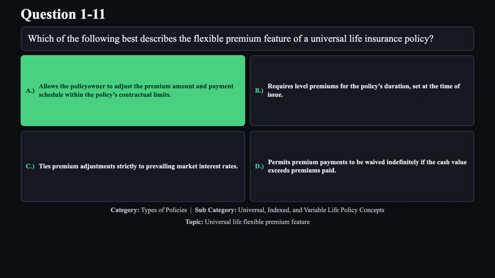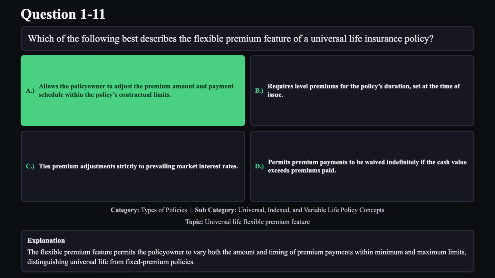The correct answer is A. The flexible premium feature permits the policy owner to vary both the amount and timing of premium payments within minimum and maximum limits, distinguishing universal life from fixed premium policies.